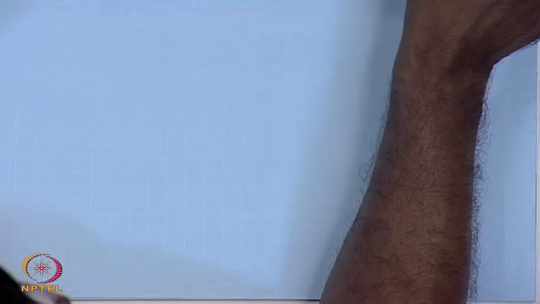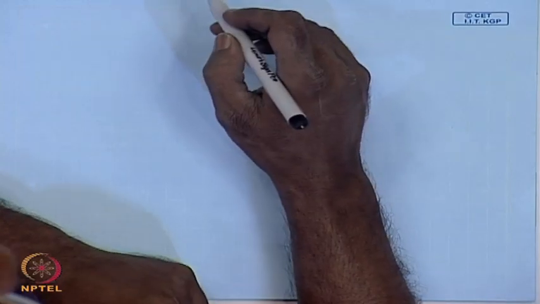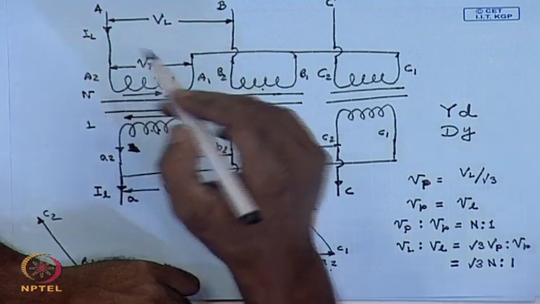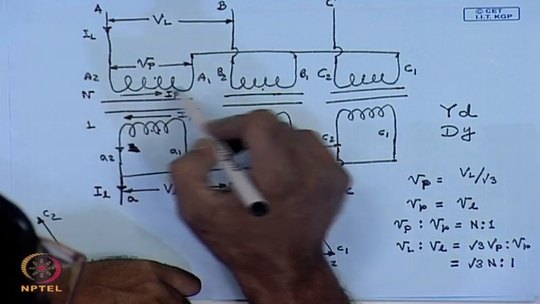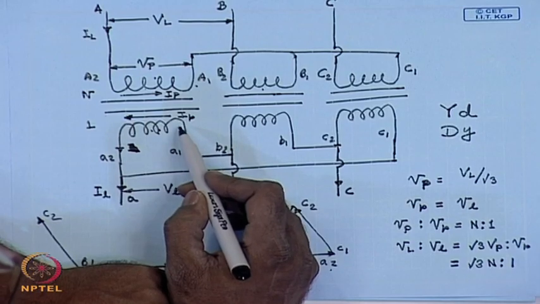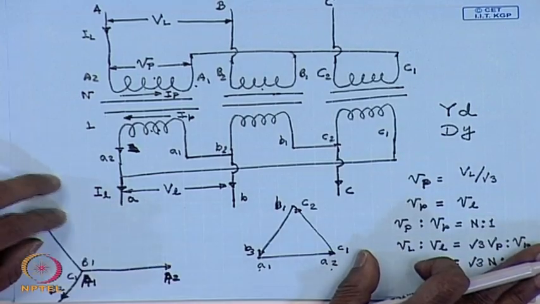So, what will be the current phasor diagram? Again, the currents I capital P and I small p will be in phase in this diagram. So, the current flowing from A2 to A1 will be in phase in the secondary with the current flowing from A1 to A2 in the LV side in the same phase.